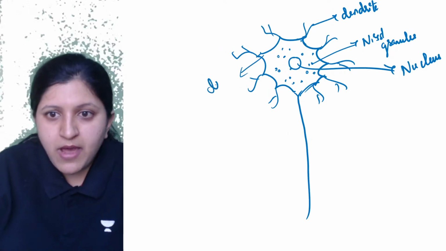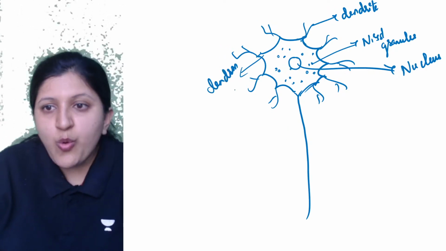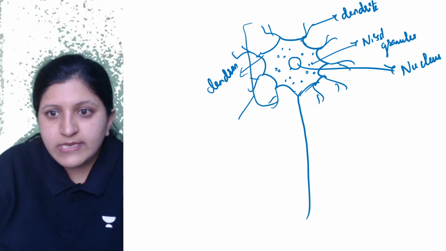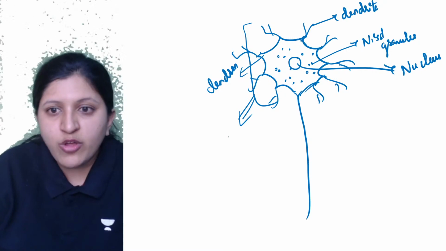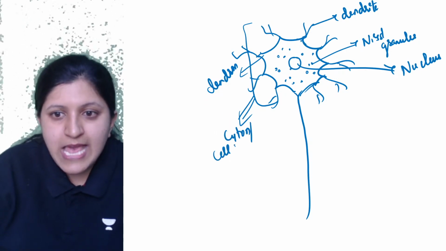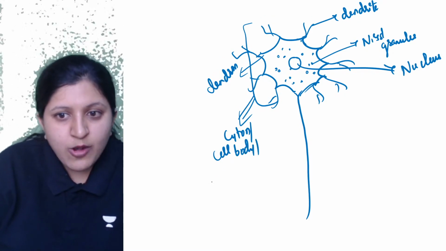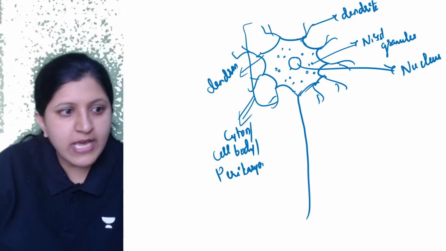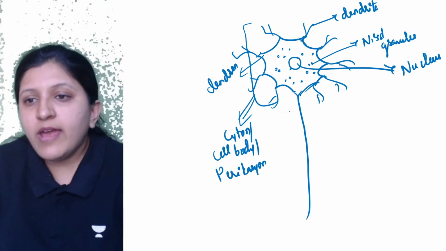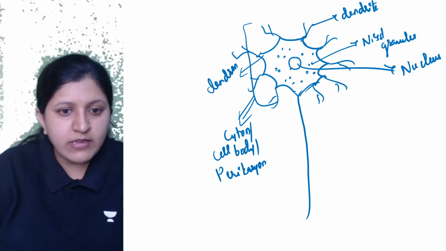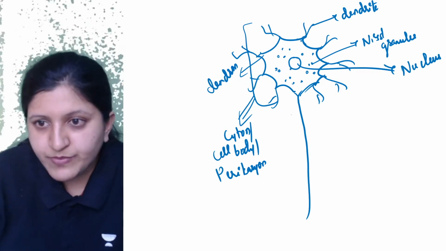Okay, so this part is the dendron, and this whole part is exactly the cyton, we can call it, or we can also call it the cell body, or this can also be called the pericardium. So this can also be mentioned as the pericardium. Okay, and after that we need to show the myelin sheath and other things, that is the neurolemma.